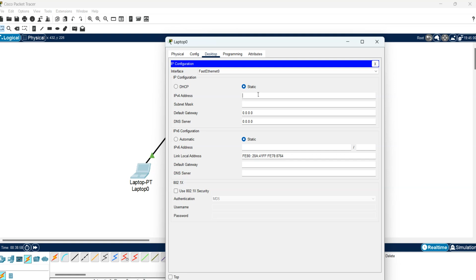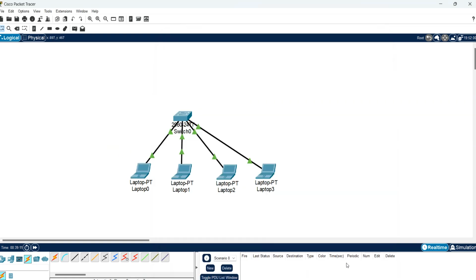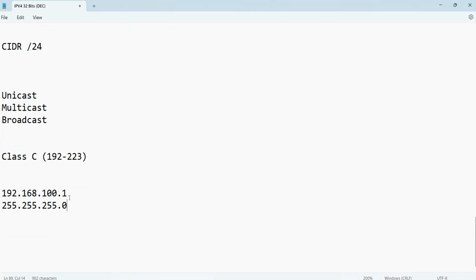What does that mean? How do I know that? Well, the default mask for a Class C is 255.255.255.0. So I have 255.255.255.0. So it's 255s dot and then 0. So if I go back right over here, I get 100, right?